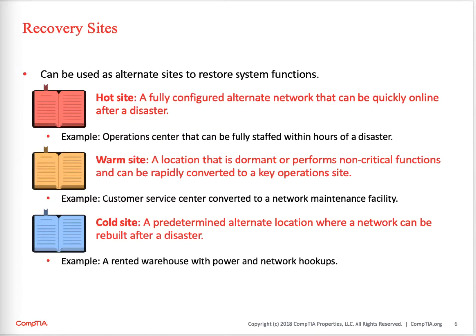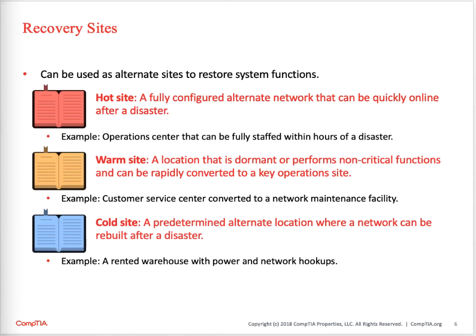Recovery sites. So, in order to help ensure business continuity, an organization can have different types of recovery sites, right? And these are alternate sites to restore system functions. So, a hot site is a fully configured alternate network that can be online quickly after a disaster, right? So an example would be an operations center that can be fully staffed within hours of a disaster, right? So it's pretty much a mirror site somewhere else that we can just go over there and get things started, no problem, right?